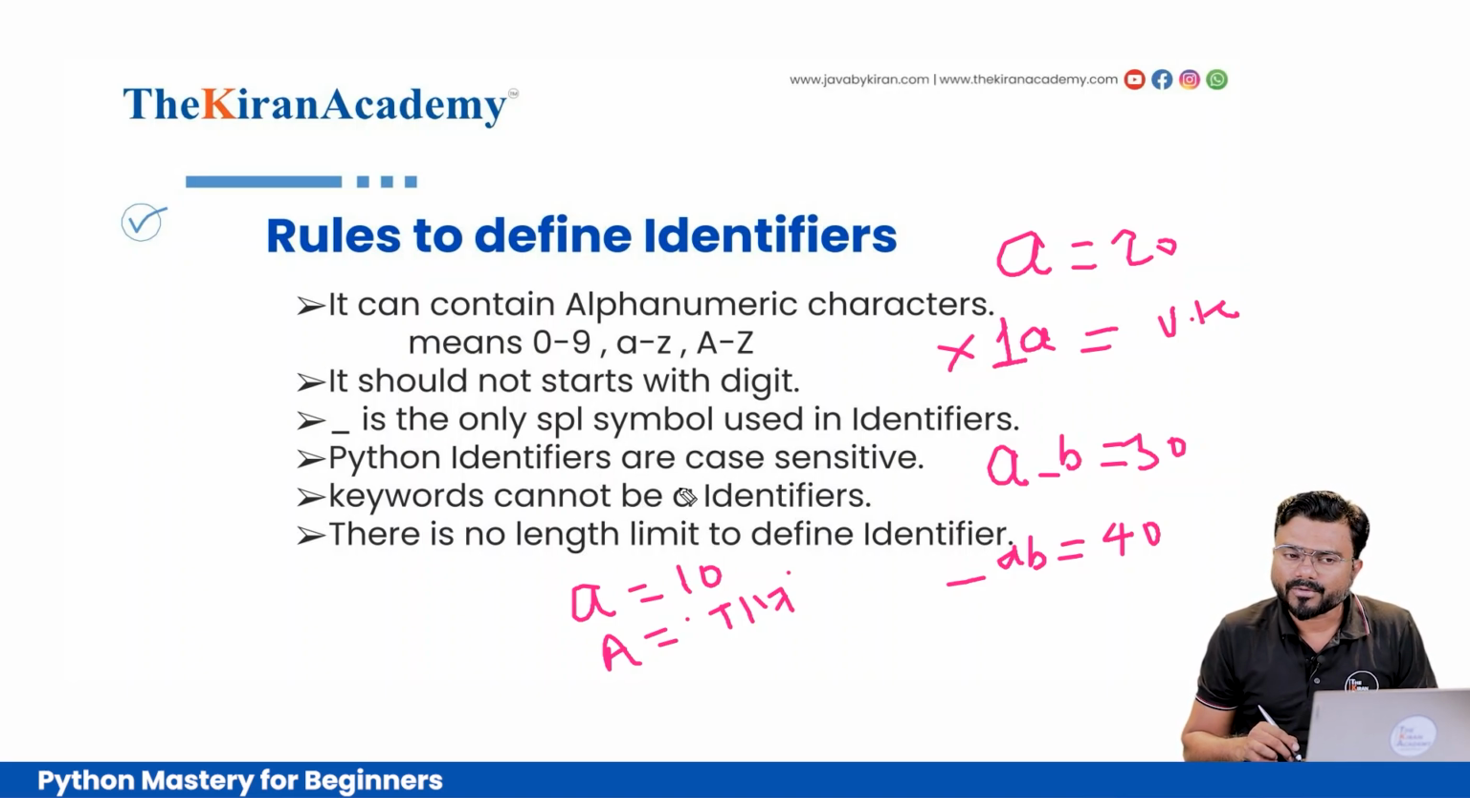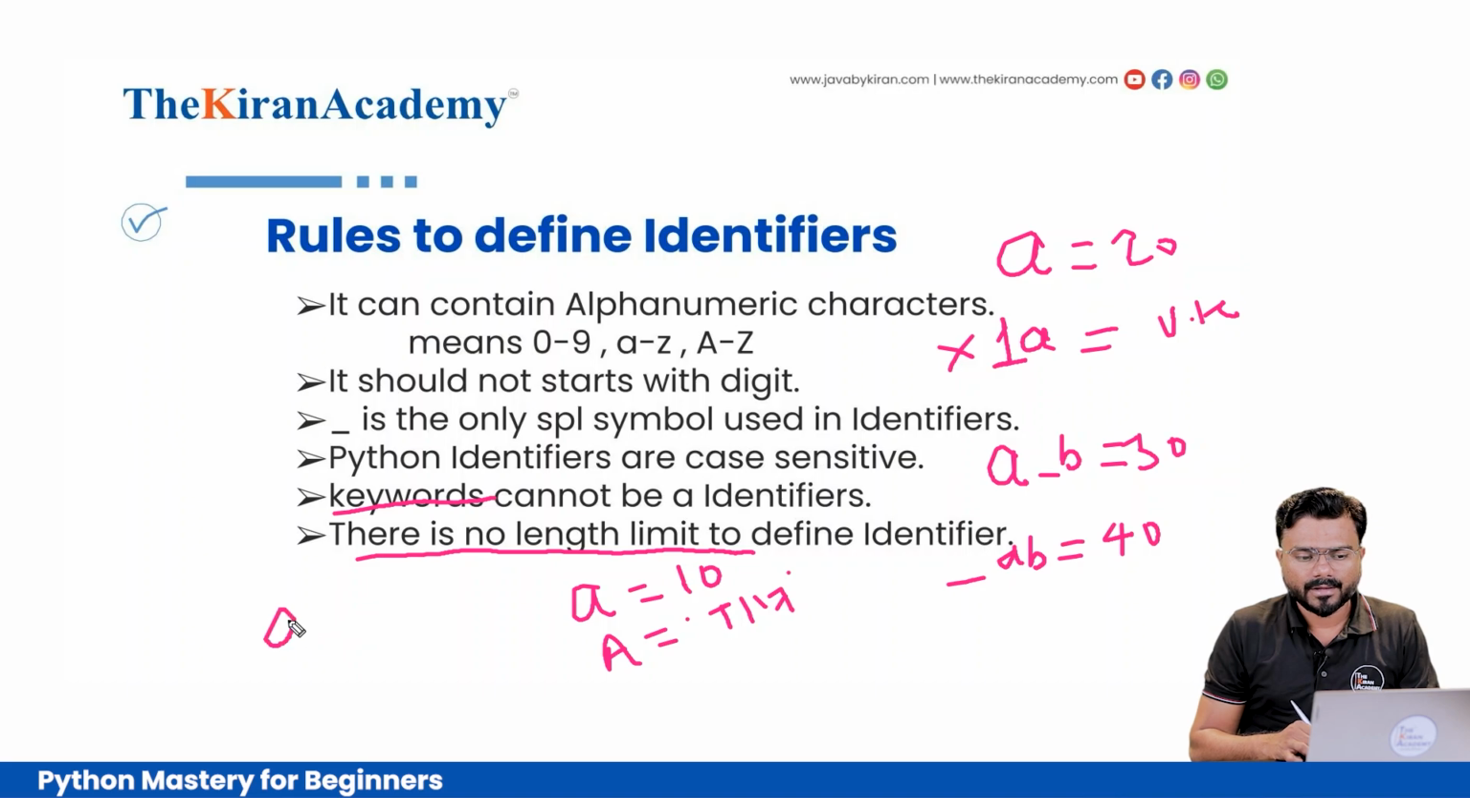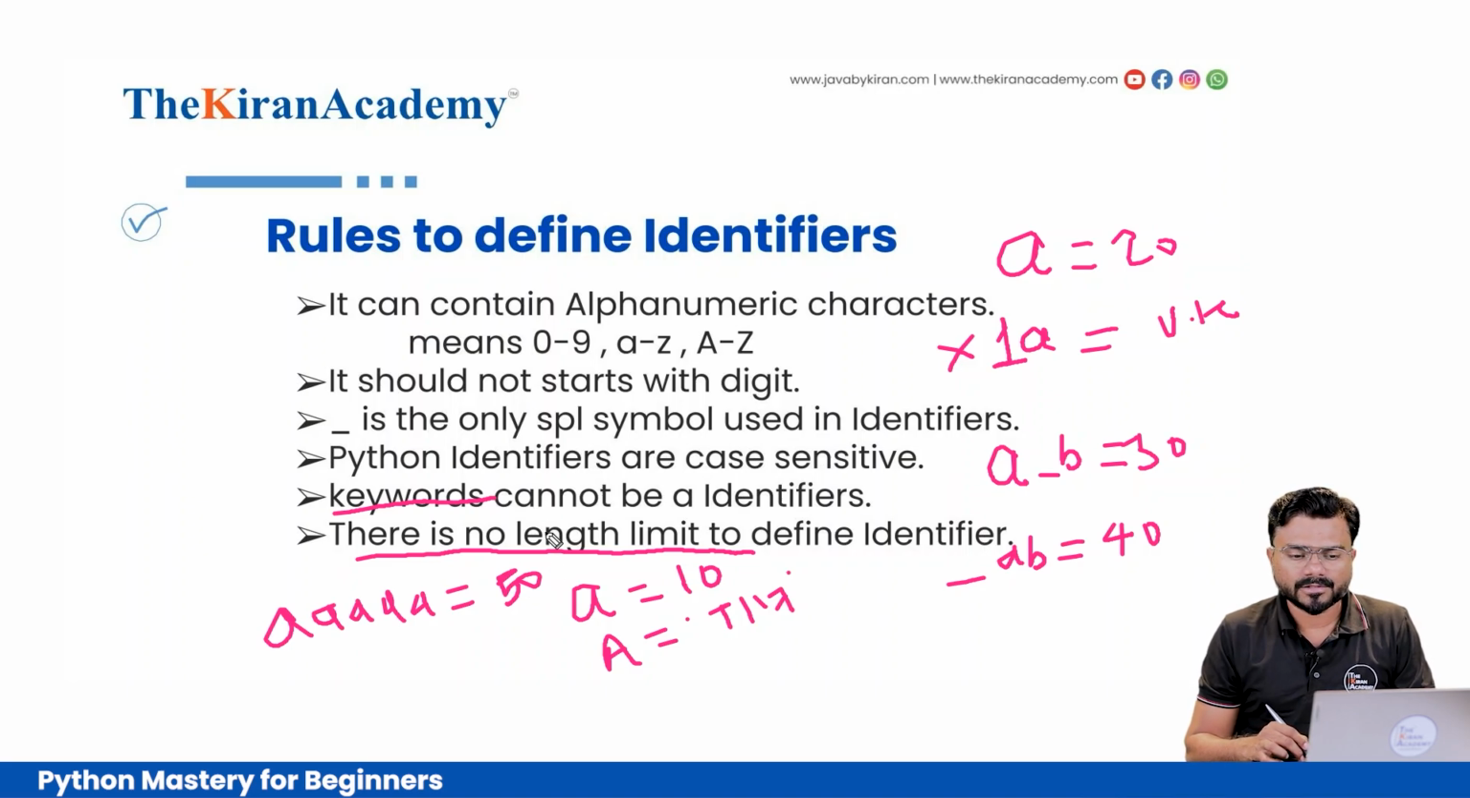Keywords cannot be identifiers. So what are keywords? Our next topic is keywords. Don't worry about that. And the last rule is that there is no length limit to define an identifier. It can be any length. But personally speaking, this is not a good idea. Your identifier name must be short, unique, and good as per your project. So these are the rules to define an identifier.